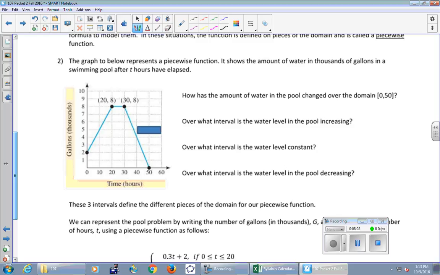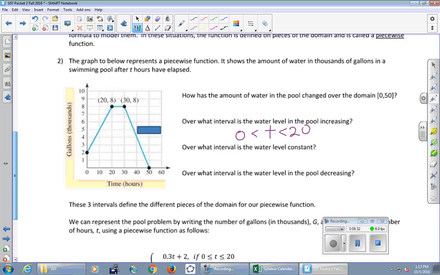But we're going to fill in this next one together. Over what interval is the water level in the pool increasing? Let's give this a shot. I'm going to write this as an inequality. I know we sometimes use interval notation, we did that last class, but I'm going to write inequalities today. From where to where are we increasing? 0 to 20. Agree? 0 to 20. It's that easy.